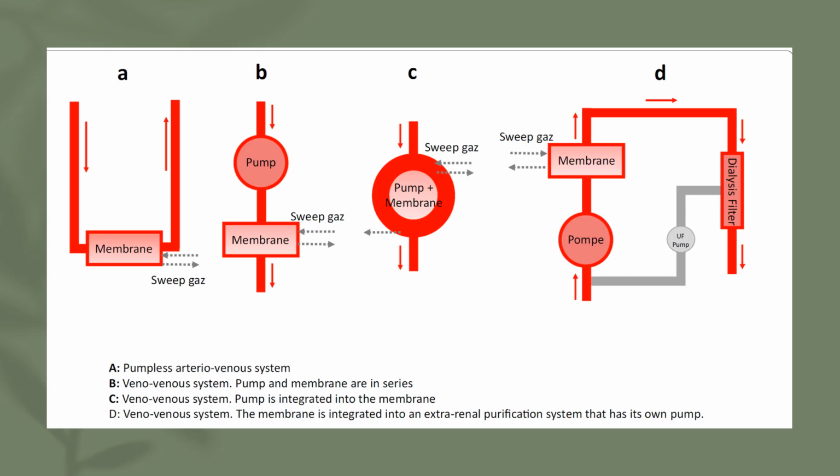Among the different types of ECCO2R, there is a pumpless AV system. There is no pump, so it is an AV system. Or there is a pump with a membrane, in series, or a pump integrated into the membrane. Or the pump with the membrane can be part of a CRRT system.